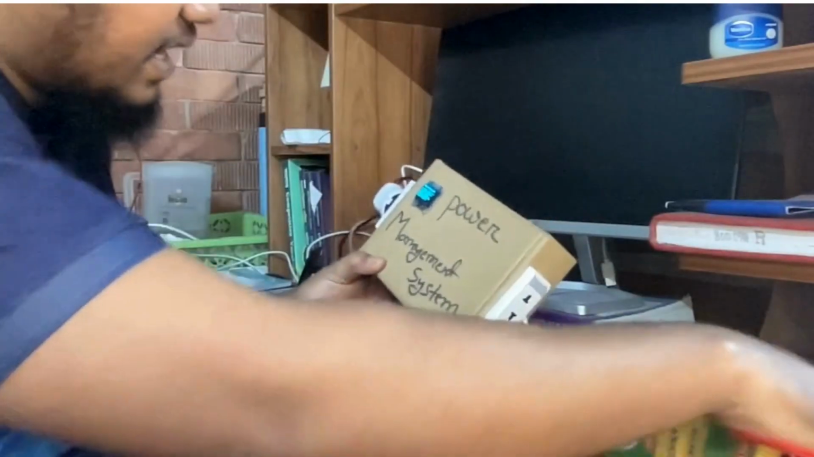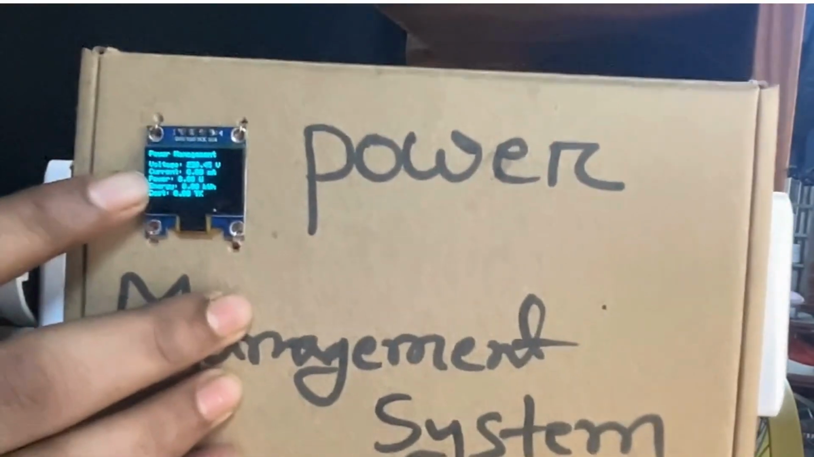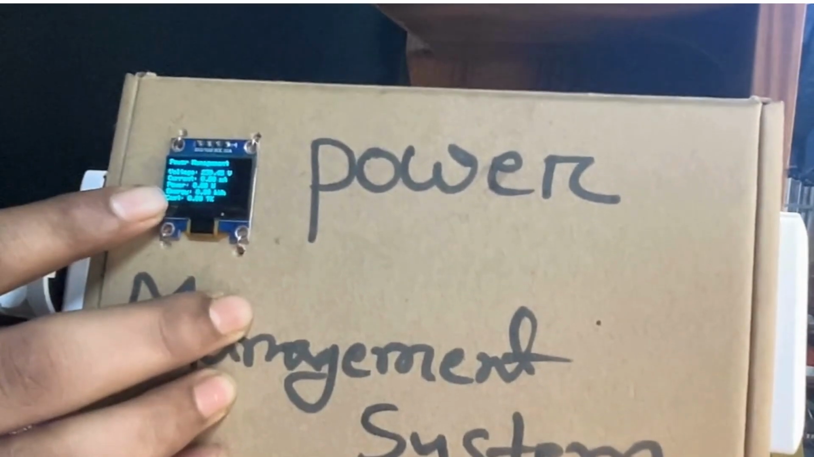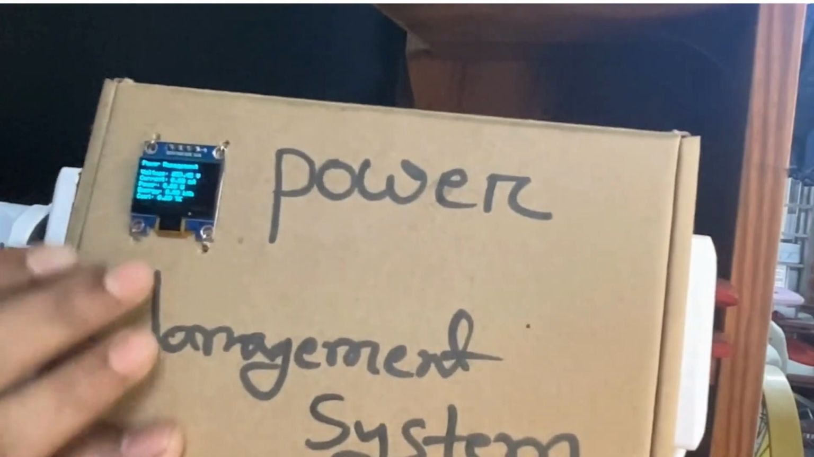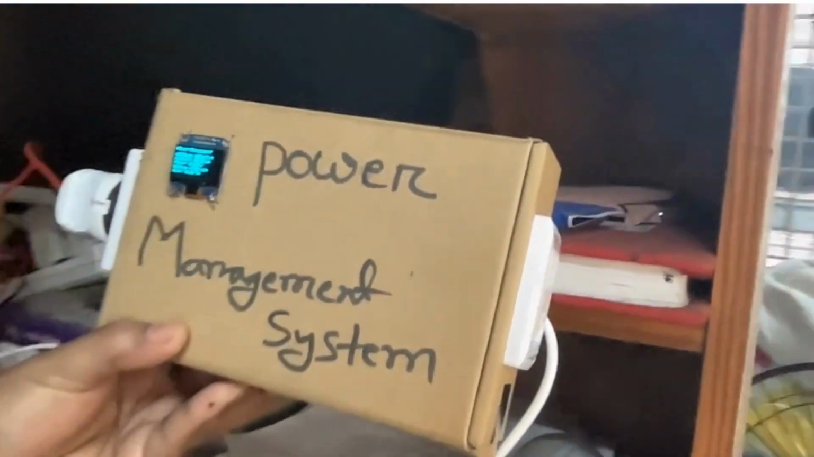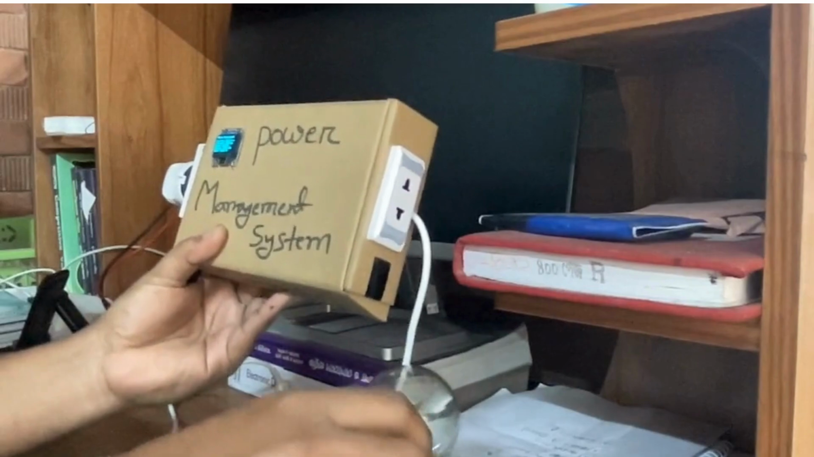Before connecting, I want to show what the output is initially. Voltage 239, current 0, power 0, energy 0, and cost 0. Initially there is no output, so there is no current flow, and the power, energy, and cost are also 0. Now connect the output.